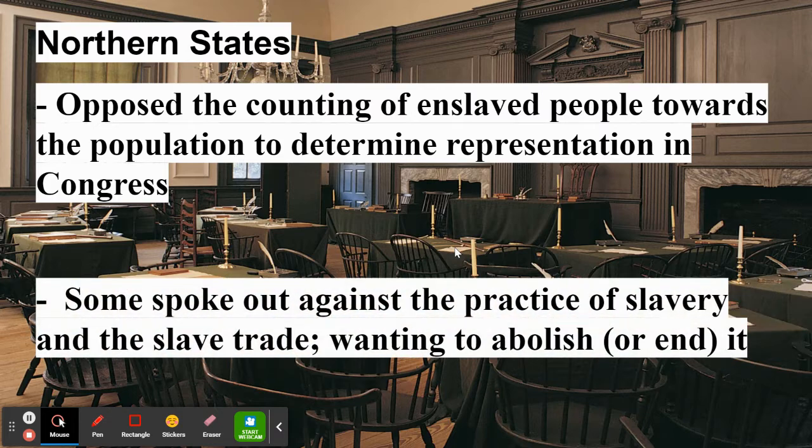There were even some delegates who spoke out against the practice of slavery and the slave trade. They wanted to abolish or end it. Governor Morris from Massachusetts called slavery a nefarious institution. He also said it was the curse of heaven in the states where it prevailed. All right, so there were some who spoke out strongly against slavery, the practice of slavery. So northern states opposed including enslaved people in the population.